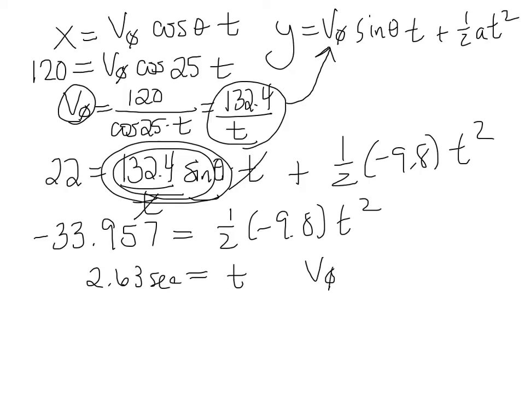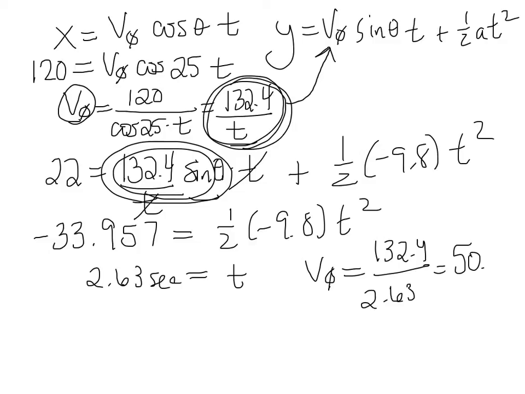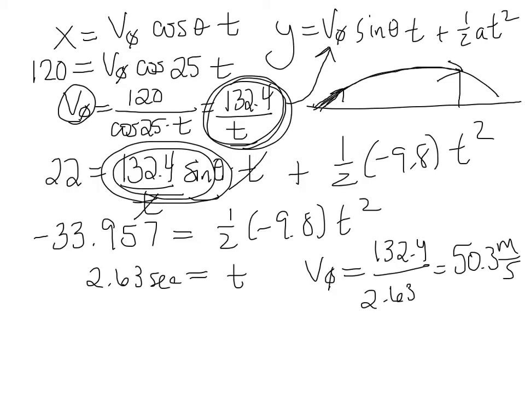If we just go back to v sub naught, right here, we said before that 132.4 divided by that time will be our v sub naught, and so what we find is that that is 50.3 meters per second. That's our initial velocity. So we know a couple of things from this little picture here. We know that the initial velocity is 50.3, at a 25-degree angle. We know that the time that it takes to get to this spot right here is going to be 2.63 seconds. So we've basically solved part A and part B.